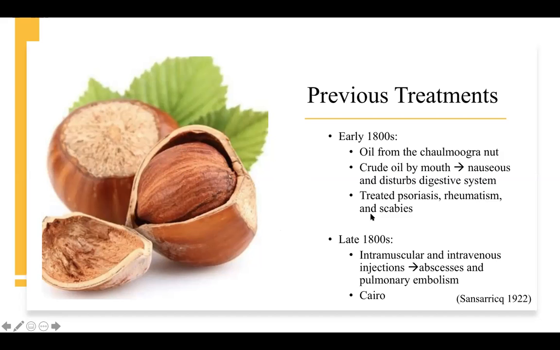Going into the late 1800s, we saw a lot more intramuscular and intravenous injections, so less oral, but these two had side effects. They would cause abscesses and pulmonary embolism. And so the first time we actually did see intramuscular and intravenous injections was in Cairo, which is very interesting, as now Cairo is one of the places which has the multi-drug therapy, which does cure leprosy in current treatments today.